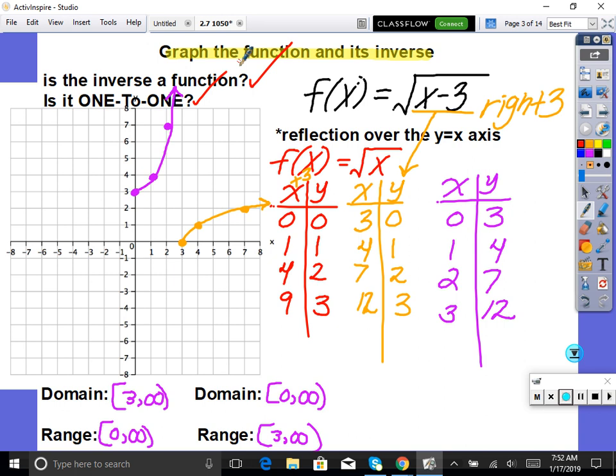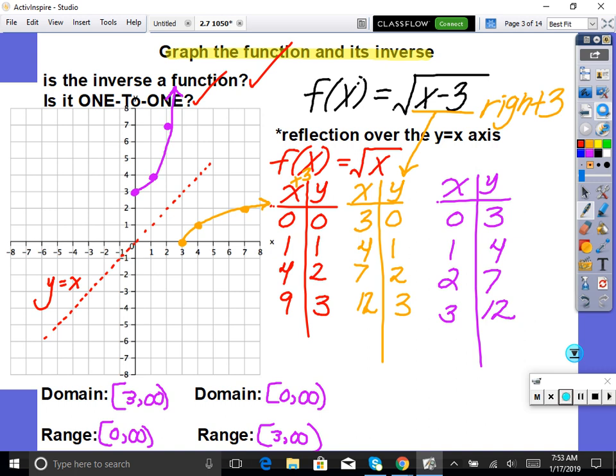Okay. I also want to point out, just a reminder, because some things we need to know about inverses, we need to know everything. These points are being reflected over the y equals x axis. This slanted line, y equals x. Do you see how if I stamped across, they would match up? Okay.